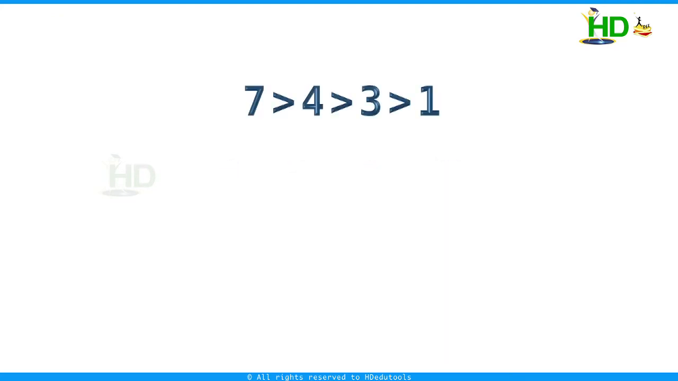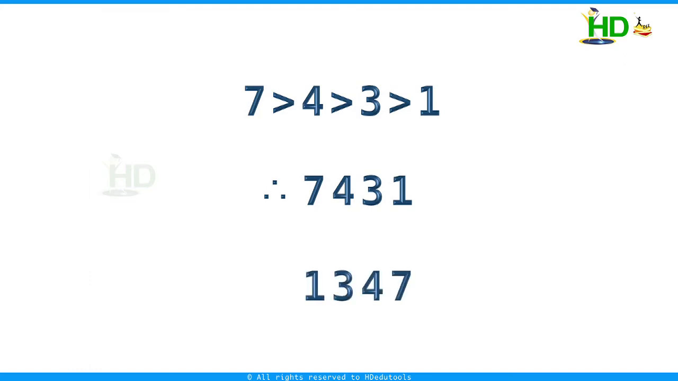Now take an example. Using the digits 4, 1, 3, 7, write the largest four digit number and the smallest four digit number. And we know that 7 is greater than 4 is greater than 3 is greater than 1. Therefore, we can say that 7431 is the greatest four digit number formed by the given digits. And also 1347 is the smallest four digit number formed by the given numbers.